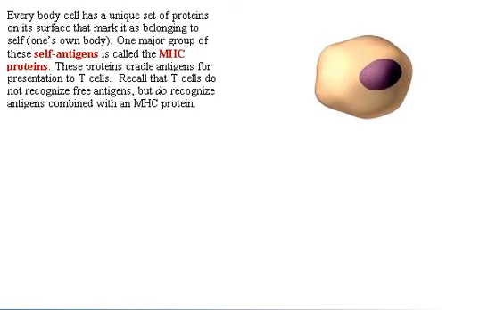Every cell in our body has a unique set of proteins on its surface that mark a cell as belonging to self, in other words, one's own body. One major group of these self-antigens is called the MHC proteins. These proteins cradle antigens for presentation to T cells. Remember from Topic 4 that T cells do not recognize free antigens, but instead recognize antigens combined with an MHC protein. Click the cell to see its MHC proteins.